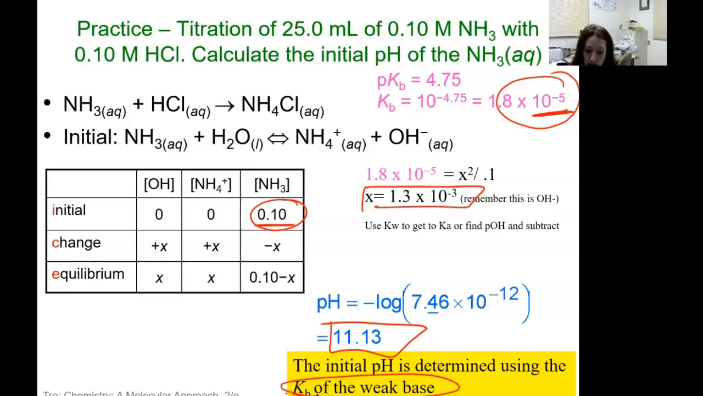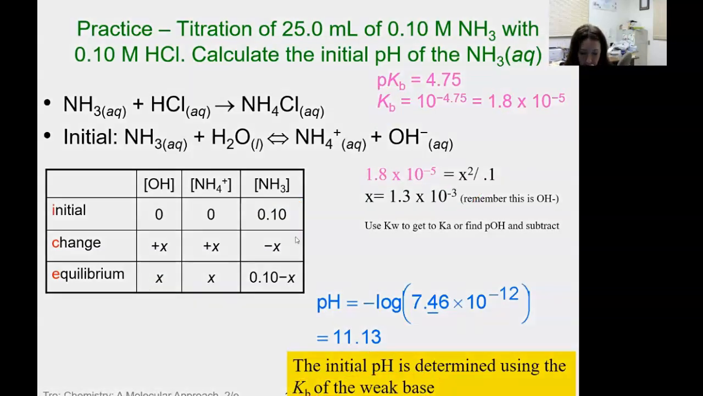What to watch out for here? You have to use Kb, right? Your X is OH, right? So those are things to watch out for in this first piece of your titration.